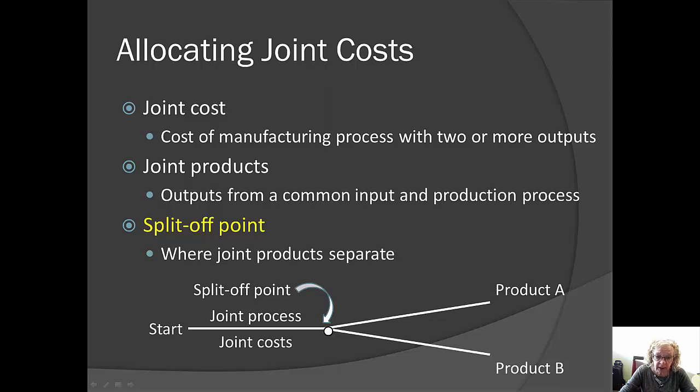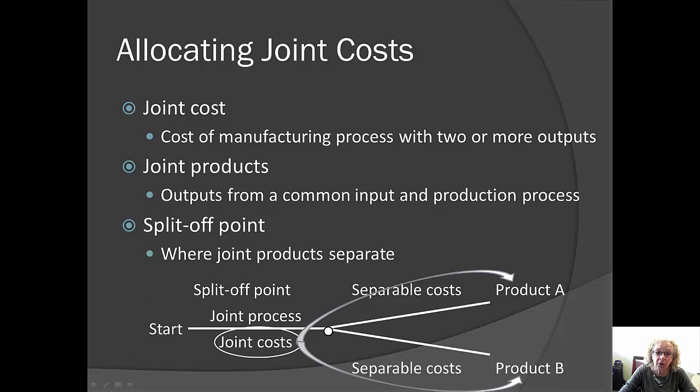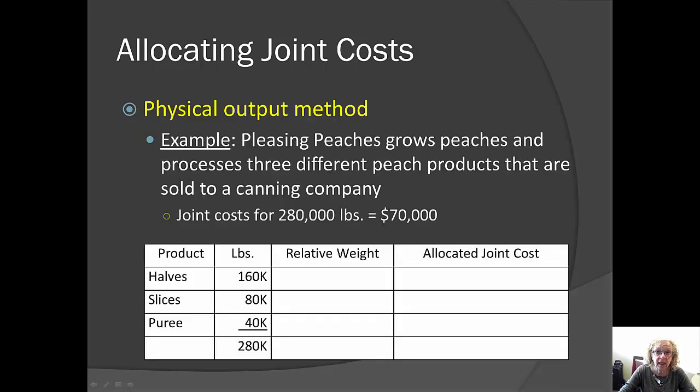Beyond that split-off point, each product has its own separable cost that we can measure with a reasonable degree of accuracy. The question is how to account for the joint costs, how to decide how much of those joint costs belong to each product. There are several mathematical models that can help us to do this. The first model is the physical outputs method.